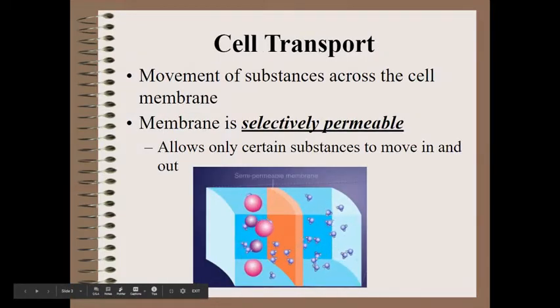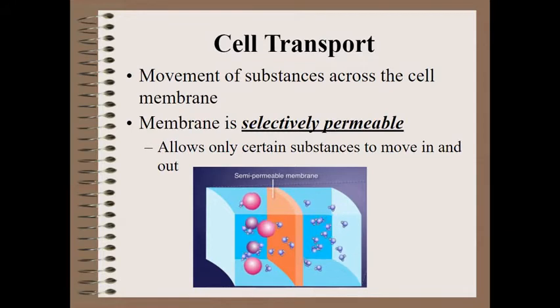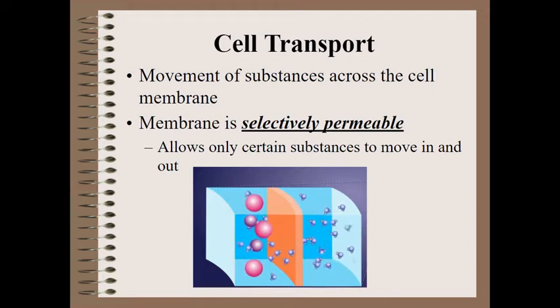So cell transport is the movement of substances across the cell membrane. And in terms of permeability, the cell membrane is selectively permeable. And so our cell membrane only allows certain substances to move in and out.